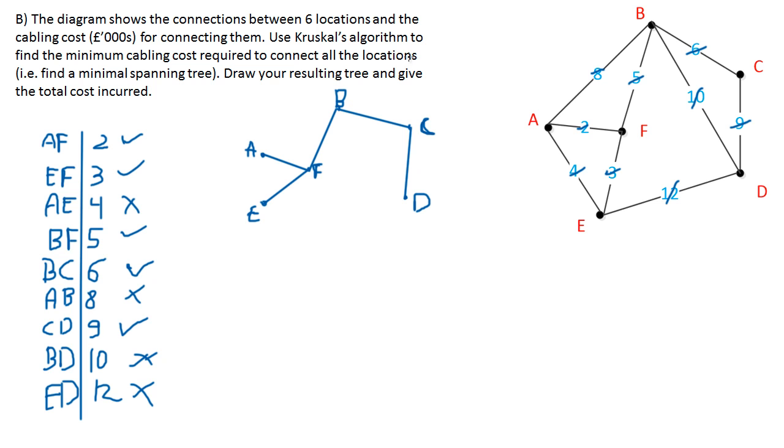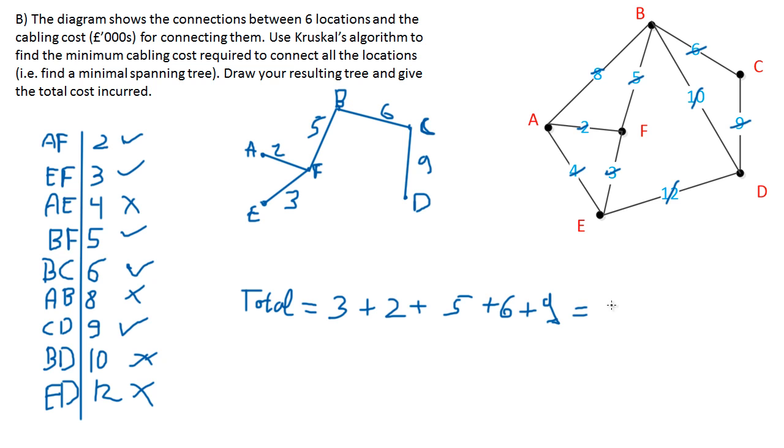Now the question is, give the total cost incurred. So we gotta put the values that we got there. So this will be a 2, this will be a 3, this will be a 5, B to C is a 6, and C to D is a 9. So the total cost will be the sum of these values. So total will be 3 plus 2 plus 5 plus 6 plus 9, and this will come up to 25.